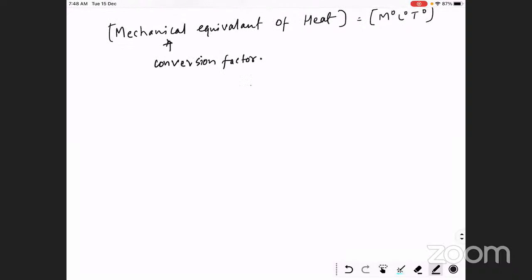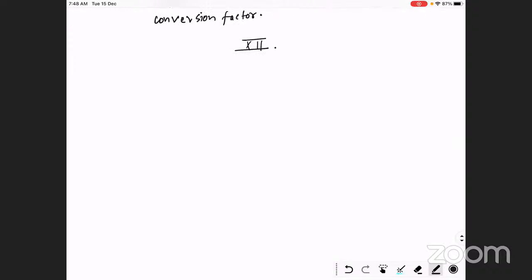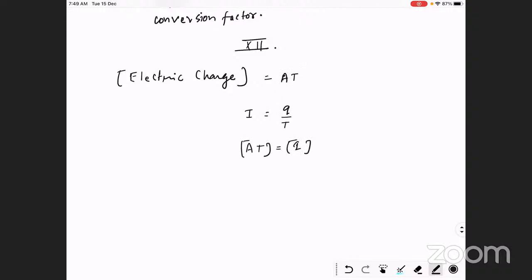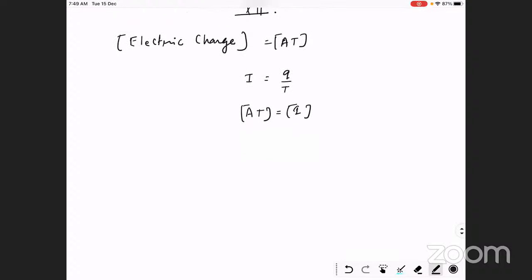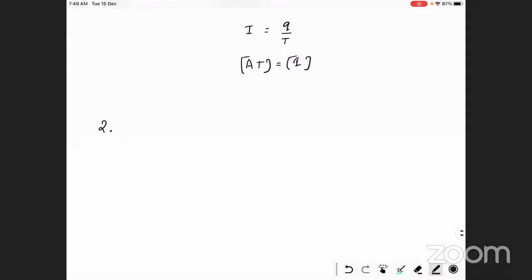Okay, now we are moving into the class 12 portion. Electric charge. What is the dimensional formula of electric charge? Come on. Current is equal to Q by T, and for the current we are using A. So the dimensional formula of Q is AT. Understood? Second is electric current, that's A, right?